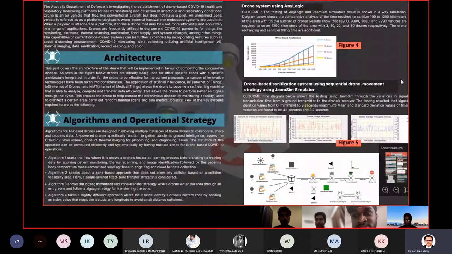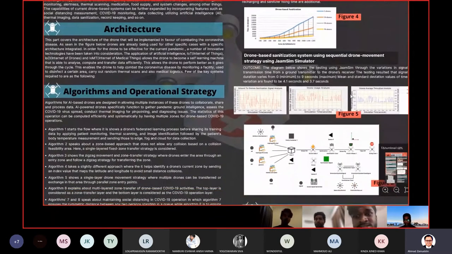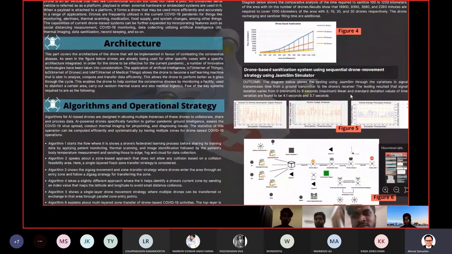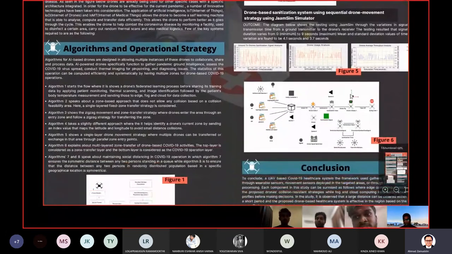a drone-based sanitizing system, which is using our JamSim simulator. So basically, what is this drone used for? This drone is used as a strategy to cover the area under observation at the maximum, and a good model of value. So below, three diagrams or three tabulations are shown for this outcome.